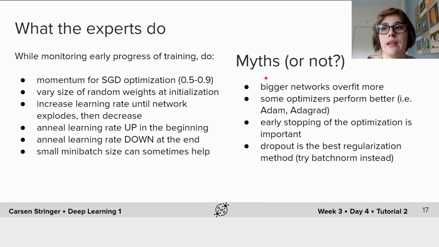People also say that stopping the optimization early is important, and so that might be because you don't want to overfit too much to your test data, but hopefully you have enough regularization in your network that that's not a problem, and your test and your training loss decrease somewhat similarly across iterations. And then also in the past, people often use dropout, but it tends to be the case that batch normalization will work better for you.